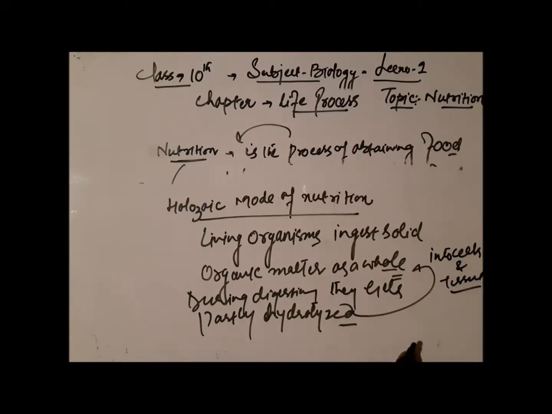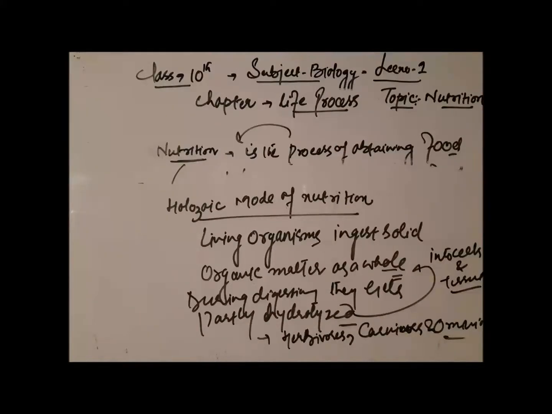The best example of holozoic mode of nutrition is human beings. Our mode of nutrition is holozoic. Besides that, herbivores, carnivores and omnivores all show the holozoic mode of nutrition. So this was nutrition and its types.